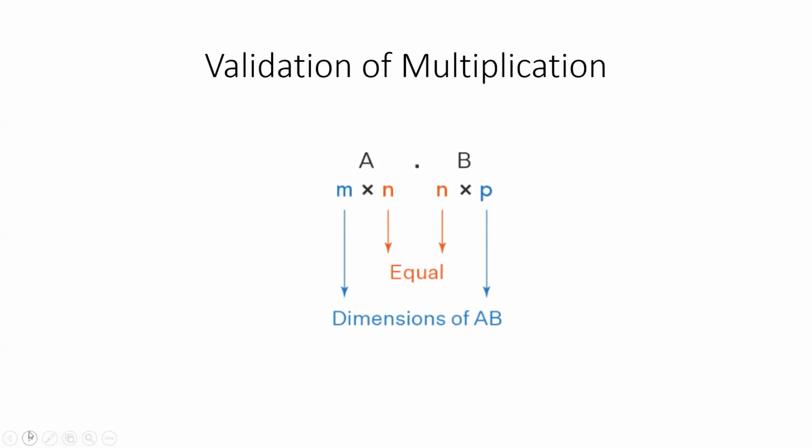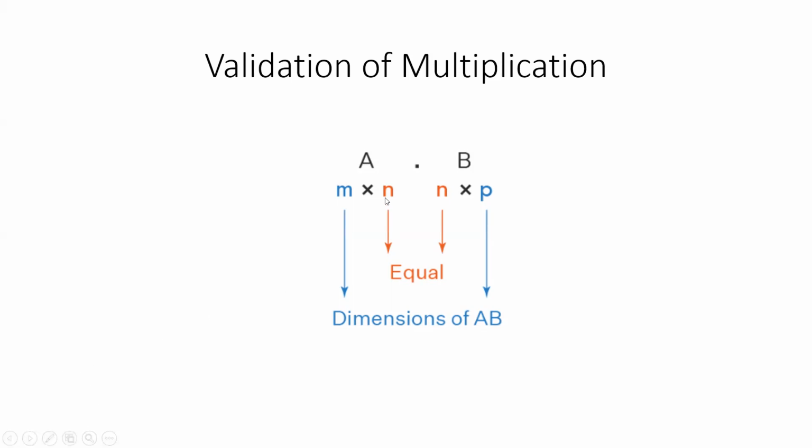So first we will see what is the validation of multiplication and how it works. Whenever we need to multiply matrix to matrix, we first need to consider their dimension. Say we have two matrices A and B. The first matrix dimension is m cross n, and the second matrix dimension is n cross p.